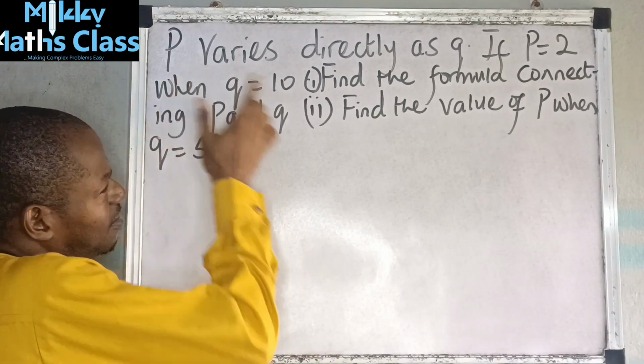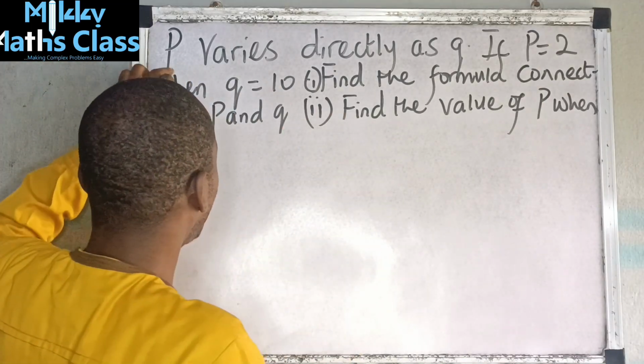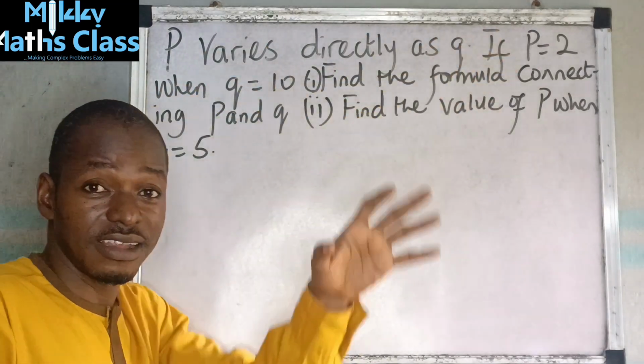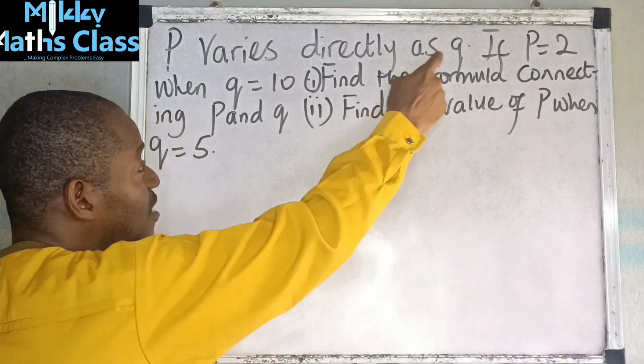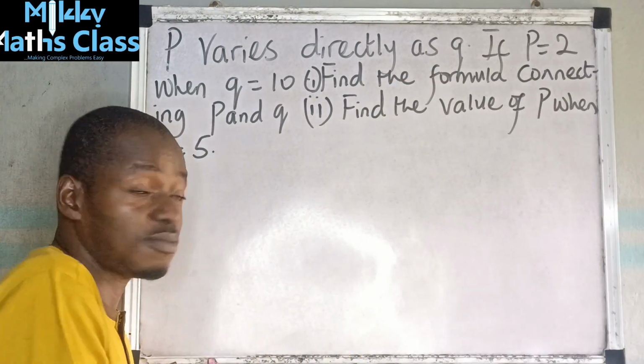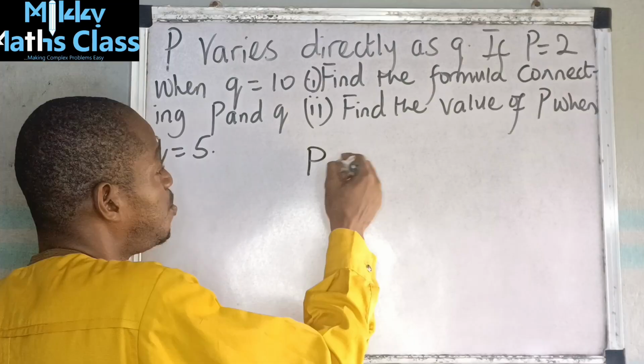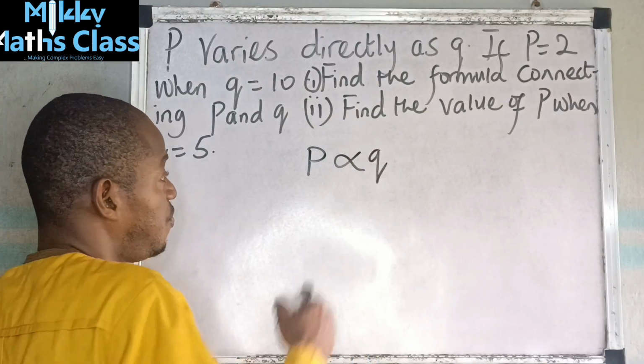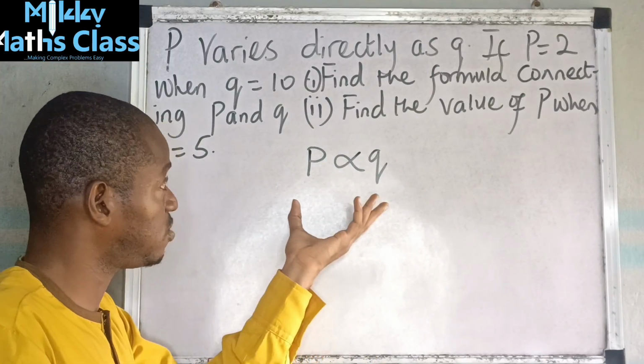Come along, we have something interesting. This question deals with variation. It says if P varies directly, this is direct variation. P varies directly as Q. Let's interpret that first statement. So P, we put the proportion sign, varies directly as Q. This is what it is.